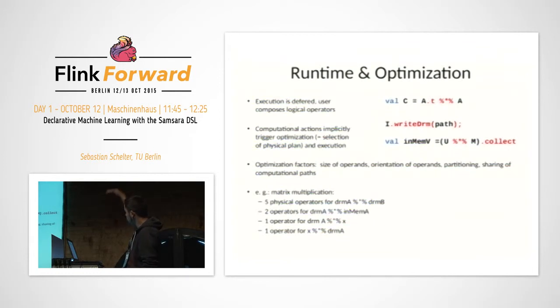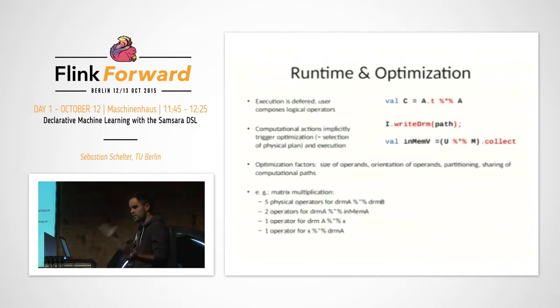So you write some code, the system remembers this code, and then if you use one of these actions, the system will trigger the optimization and then execute your program on a parallel system. I think the optimizer is still very much in its infancy, but it already takes a few optimization factors into account, like the size of the operands, the orientation of the matrix, and so on. And there are already a few operators implemented for matrix multiplication, and this is something that people can improve. So for any system, you can add more operators for matrix multiplication, for example, and people wouldn't need to change their programs.